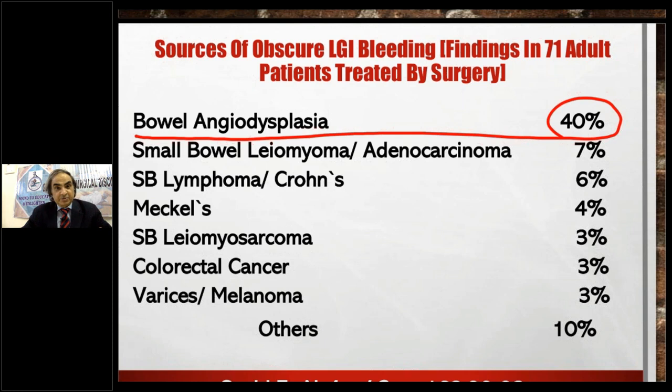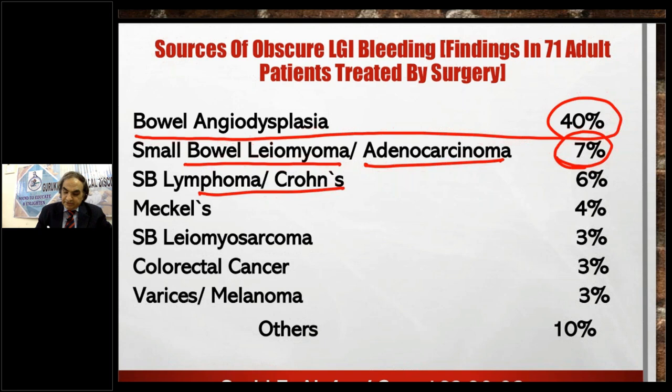So hemorrhage somewhere, hemorrhage nowhere, hemorrhage in the small bowel is true mostly. But you can still have angiodysplasias occurring even in the large bowel on the right side. Then you can have small bowel leiomyoma, adenocarcinoma, 7%. See, the major chunk is dysplasia, angiodysplasia. It's not common there. Please understand this.